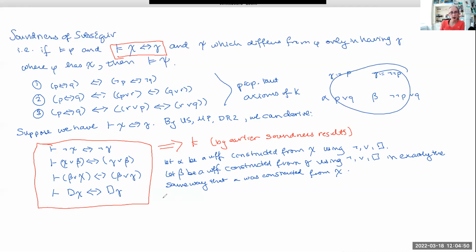So it now follows that if we have the equivalence between chi and gamma, if this is a tautology, then the equivalence between alpha and beta is also going to hold. Because if you start off with things that have the same truth values and you construct formulas out of them in exactly the same way, they're also going to have the same truth values, because that's how compositionality and truth functionality works.